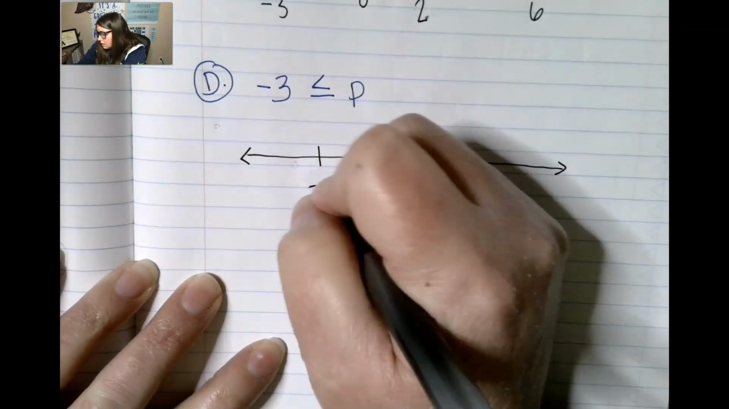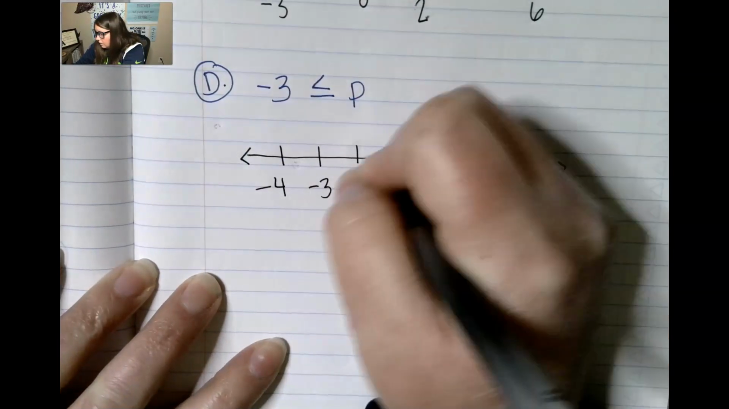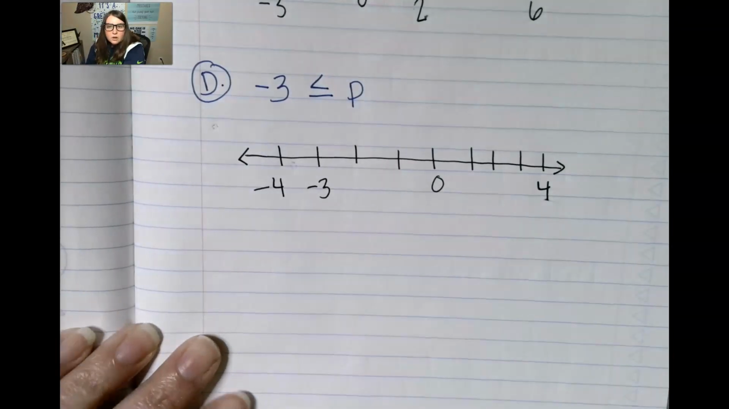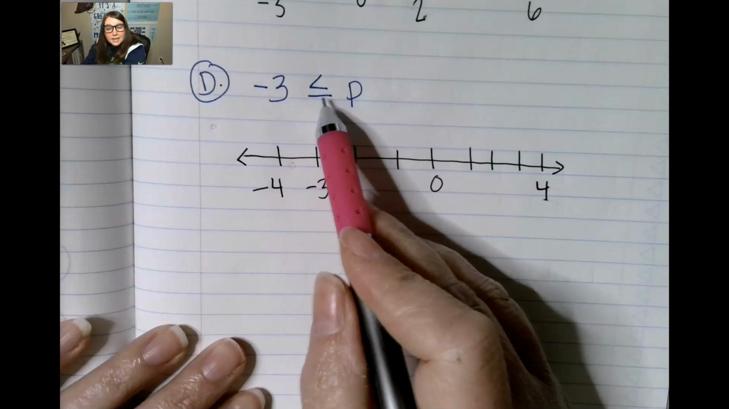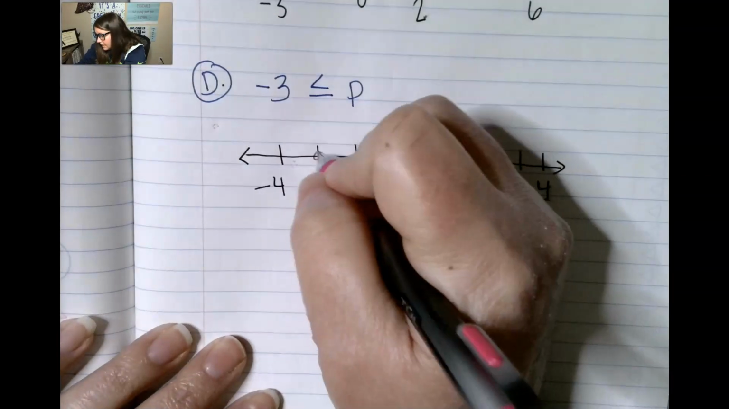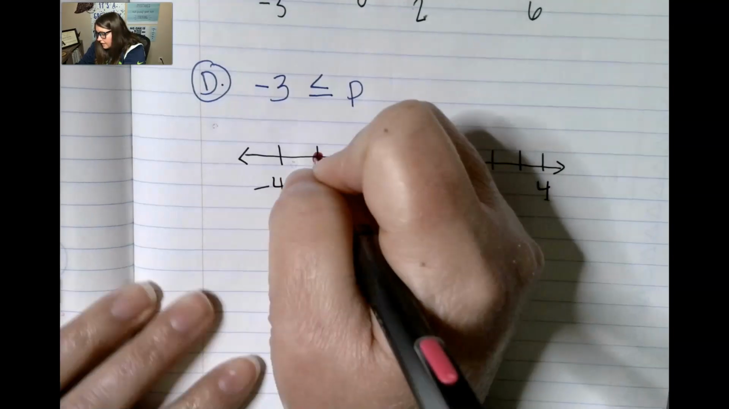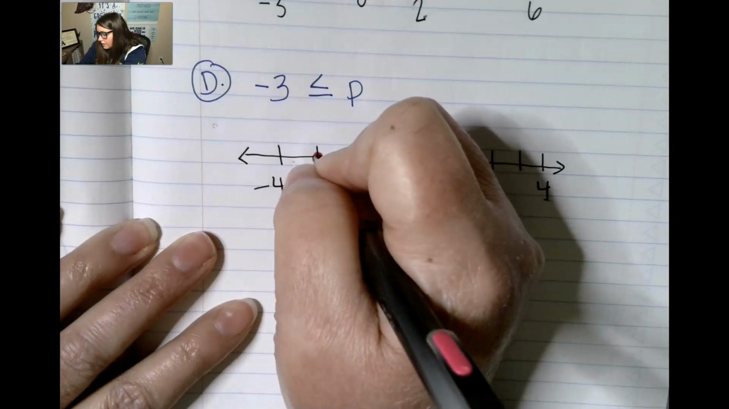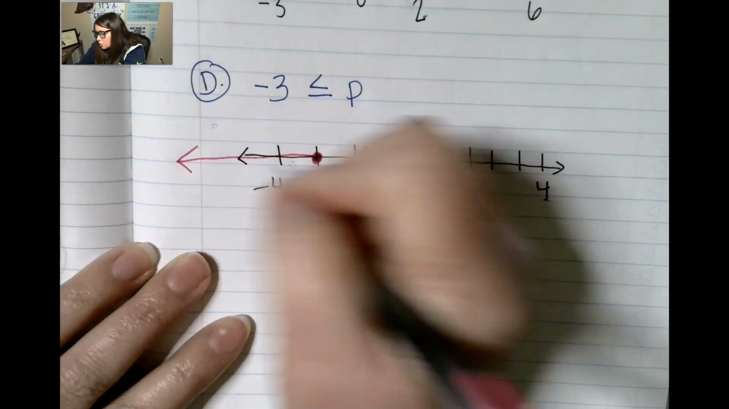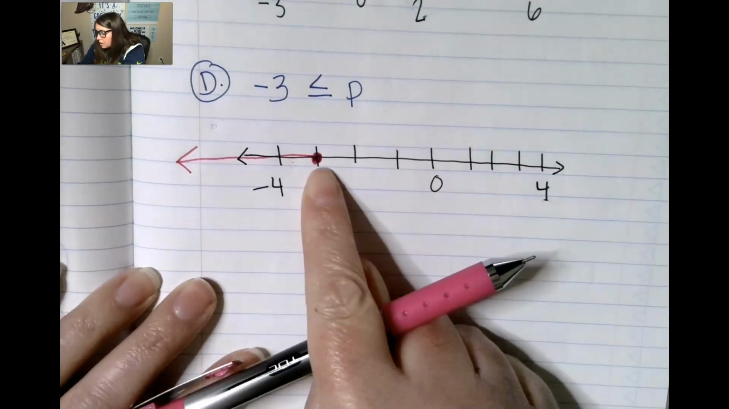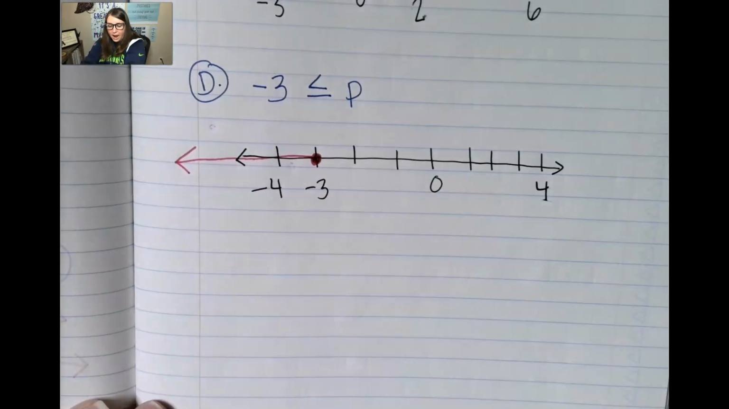1, 2, 3. You can make your number line go up as much as you want, but let's talk about this. It can include, it's equal to, so because it's equal to -3, we're going to use a closed dot, and it's less than -3. So everything less than -3 is to the left. So closed dot with an arrow to the left, this one is graphed.